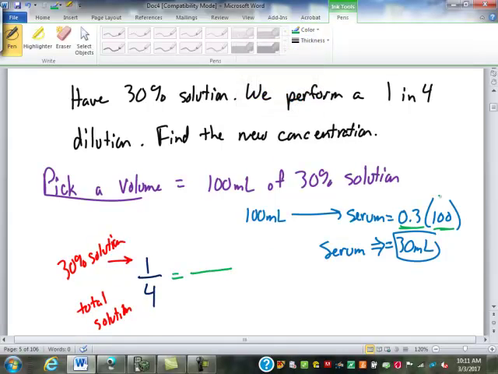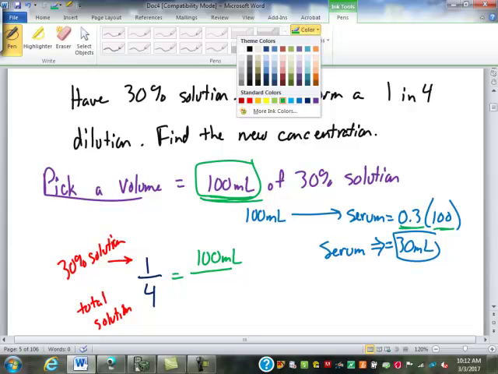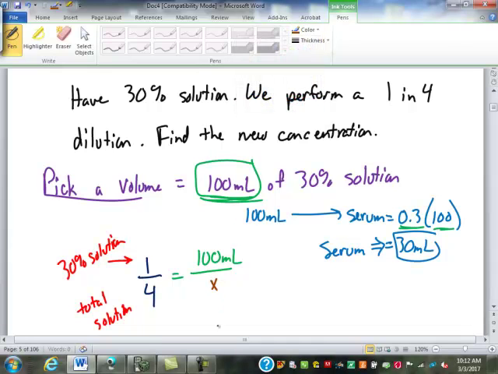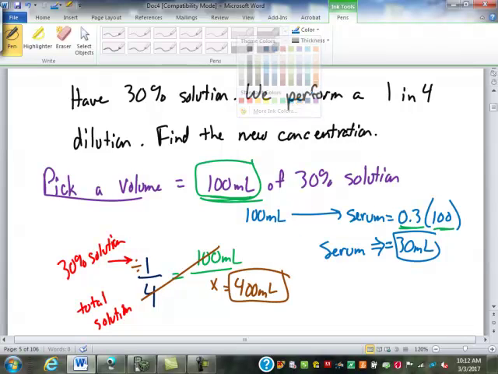Now again, I realize this 100 milliliters of volume, I just picked it completely out of thin air, but we can still use it to complete this. So if we had that 100 milliliters, how much total solution would we have? Well, 4 times 100 divided by 1 would be 400 milliliters of total solution. So we have now created 400 milliliters of solution by diluting that down.